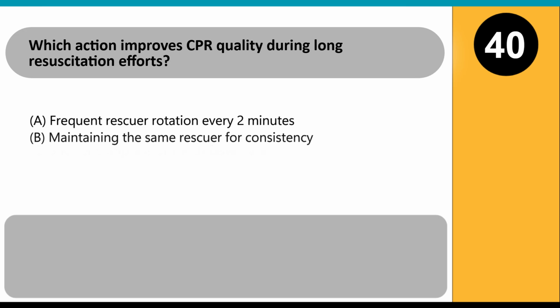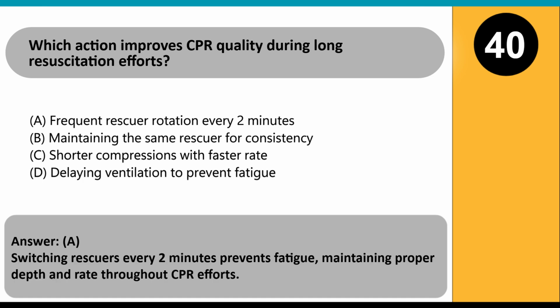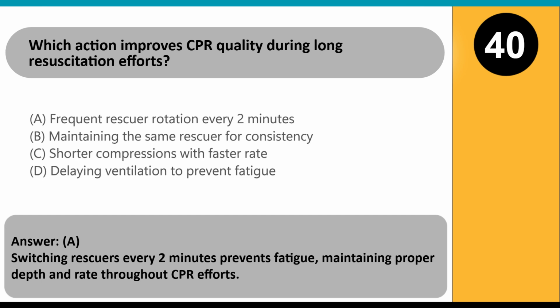Which action improves CPR quality during long resuscitation efforts? A. Frequent rescuer rotation every 2 minutes. B. Maintaining the same rescuer for consistency. C. Shorter compressions with faster rate. D. Delaying ventilation to prevent fatigue. Answer: A. Switching rescuers every 2 minutes prevents fatigue, maintaining proper depth and rate throughout CPR efforts.